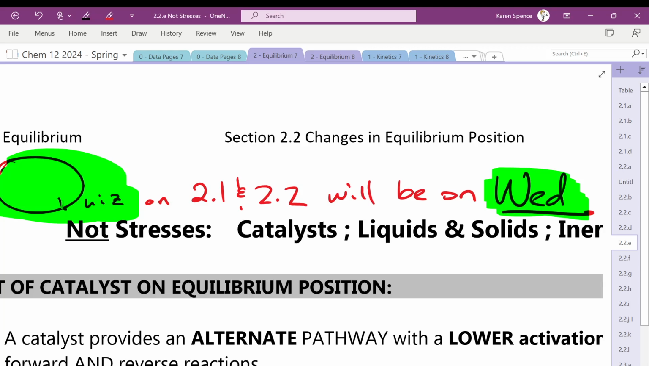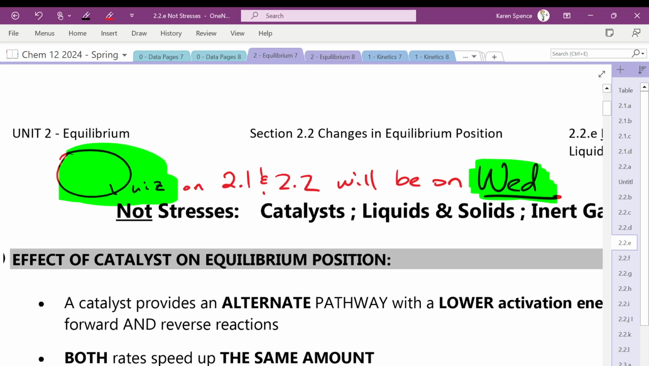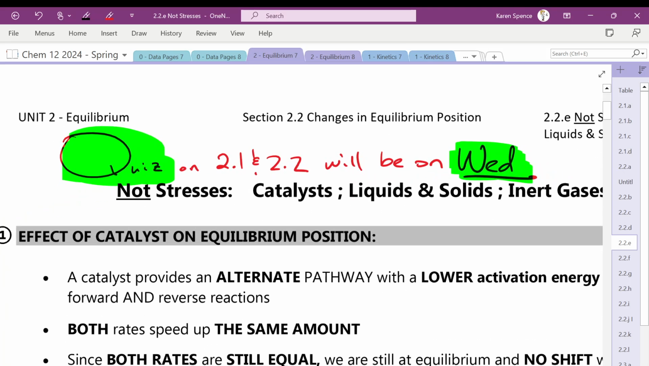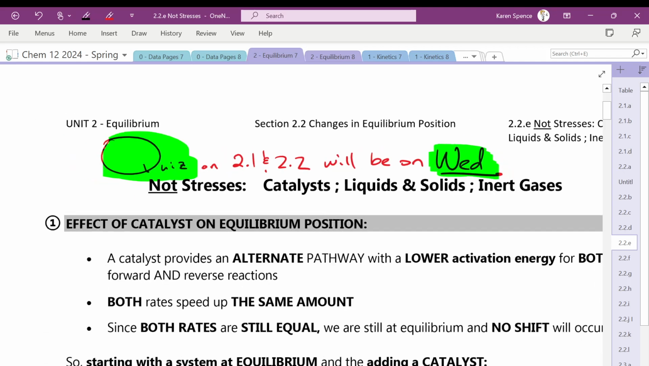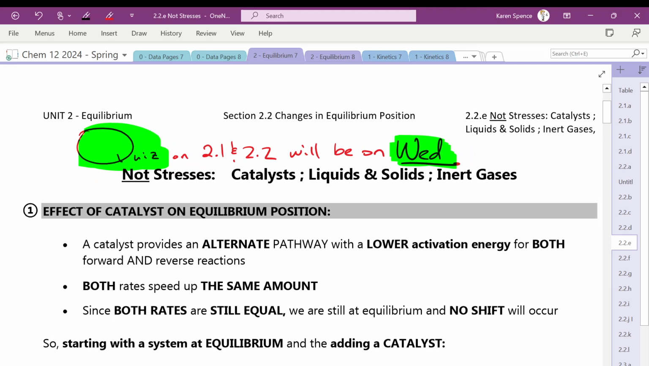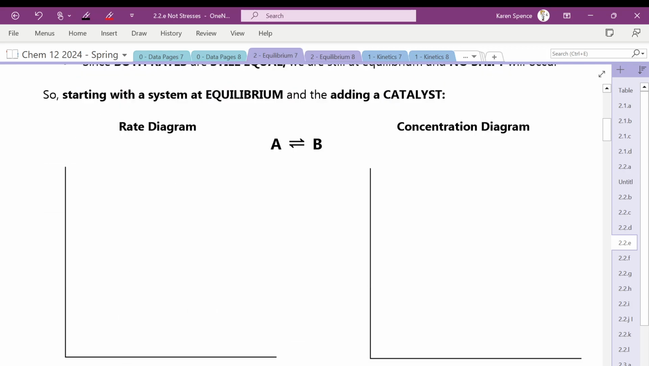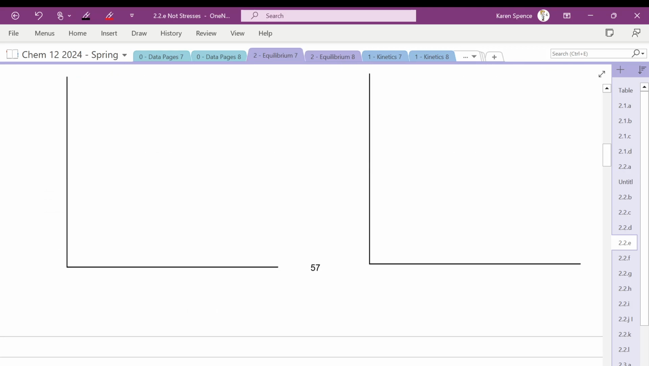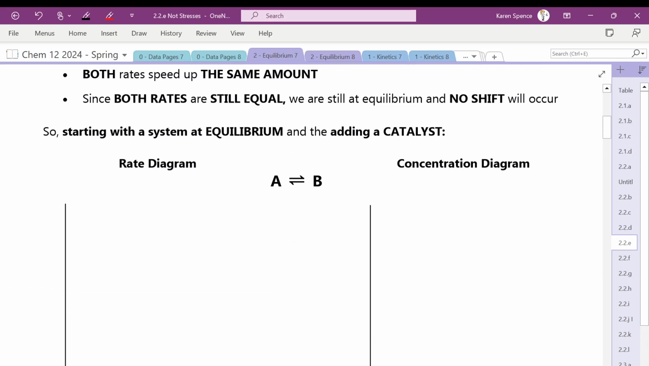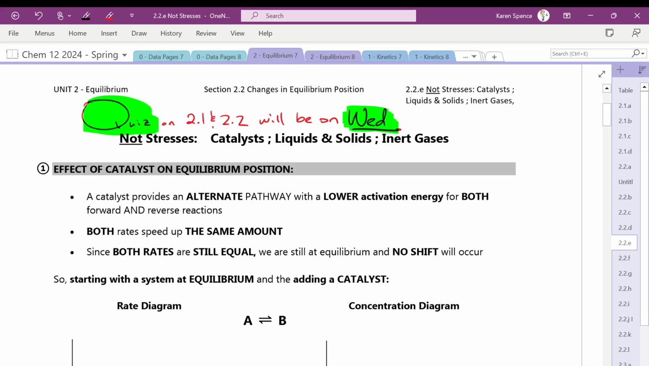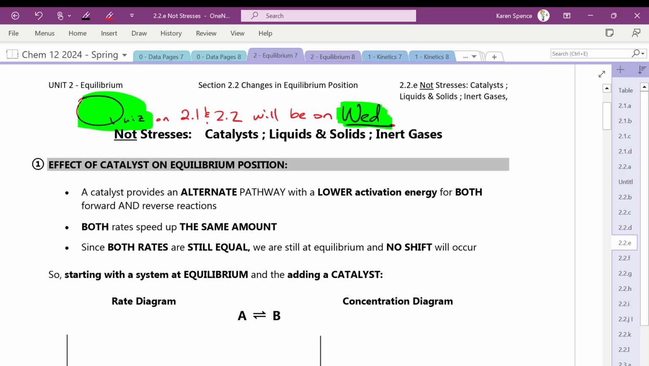So your quiz on 2.1 and 2.2 will be on Wednesday, because I want to make sure that you are really, really ready for it. Okay? Because we have not yet covered the things that are not stresses, which is on page 57. So the effect of a catalyst, page 57.